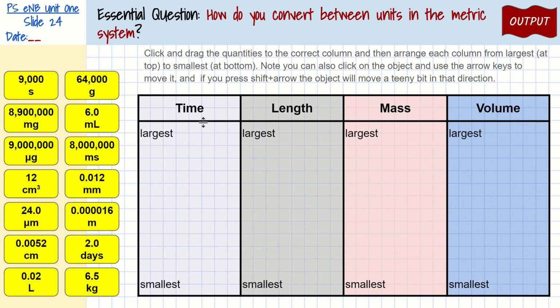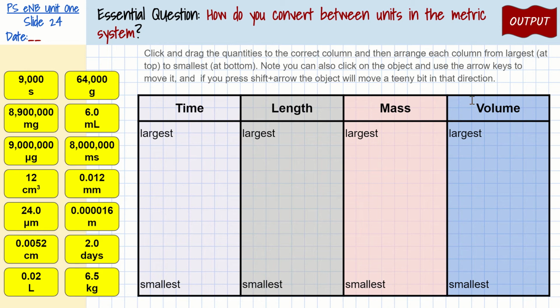And the first thing you need to do is figure out which is a time, which is a length, which is a mass, and which is a volume. Okay, and then once you figure that out, you're going to sort them from largest to smallest. So the largest value to the smallest value. So let's go ahead and do one example, and then I'll leave the other three for you to do. But I think working through one example will help you to understand what you need to do for the others.